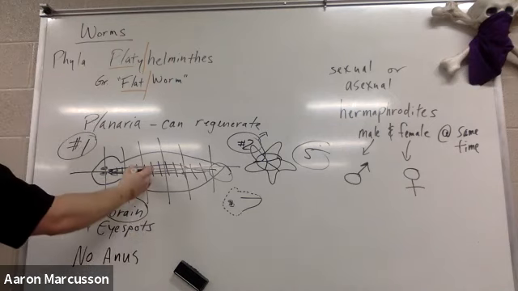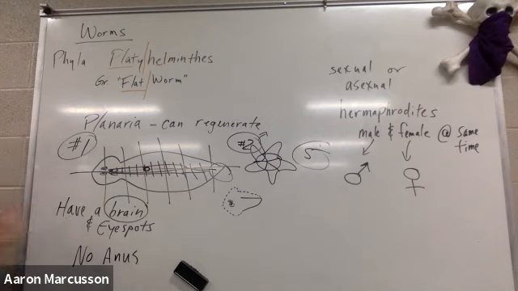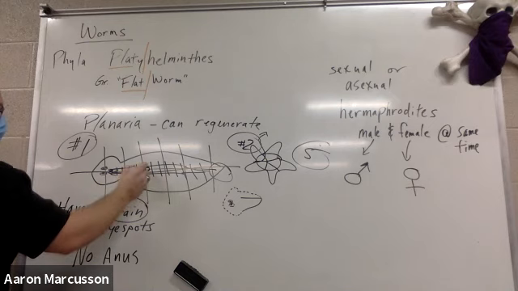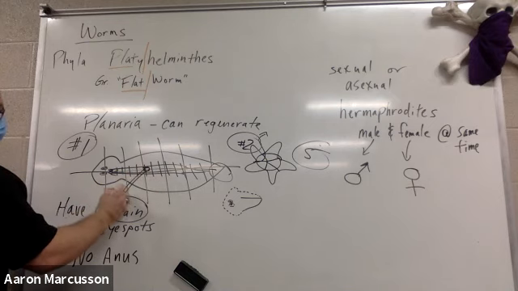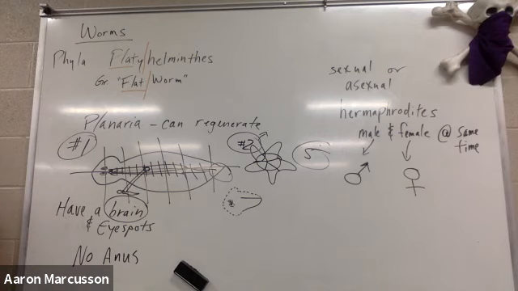These guys have right about here in the body a little opening, and it can stick out, and that's how they eat dead fish or whatever they're eating. And then they've still got to digest it, and it's got to come back out that same hole, okay? They don't have an anus. The other ones we talked about are a little more advanced, okay? There's no anus on those guys.